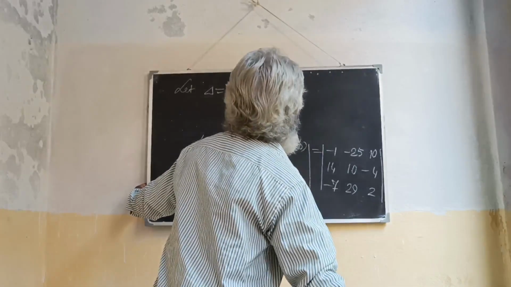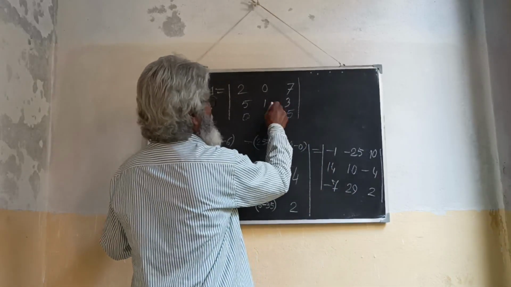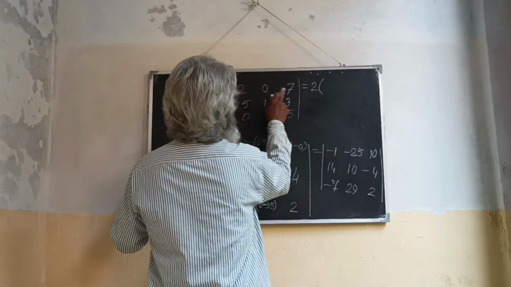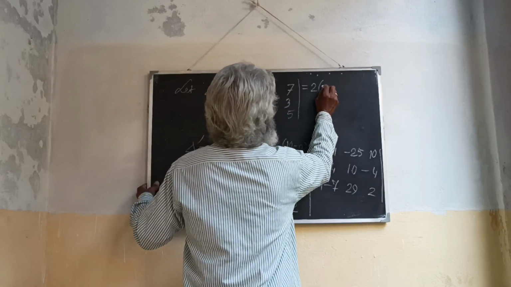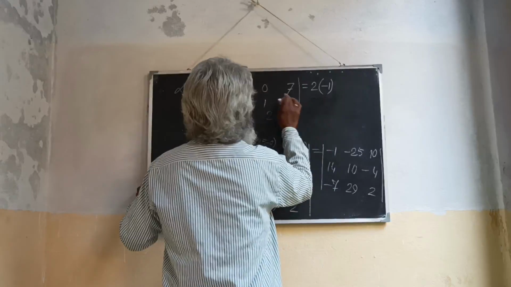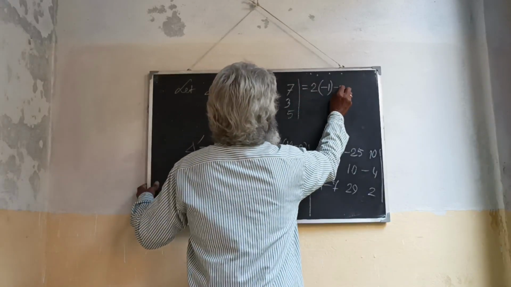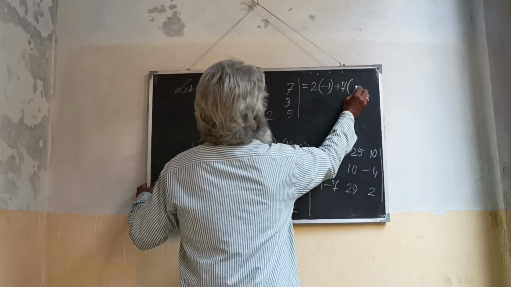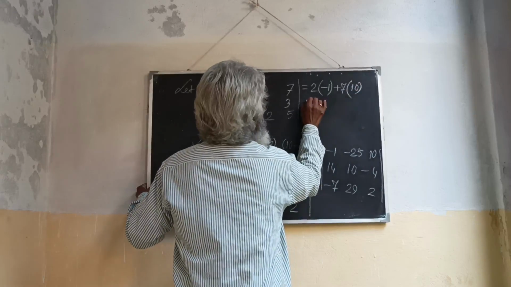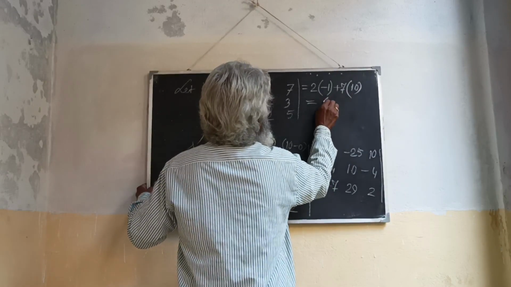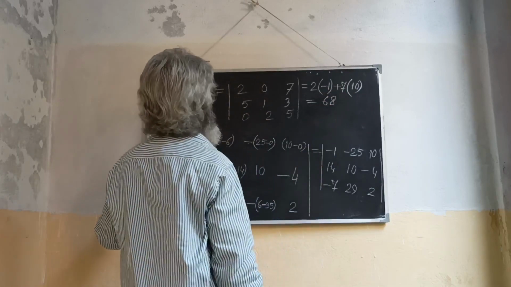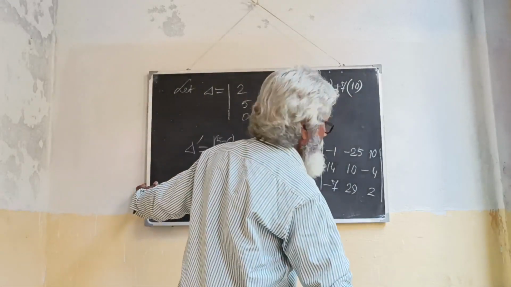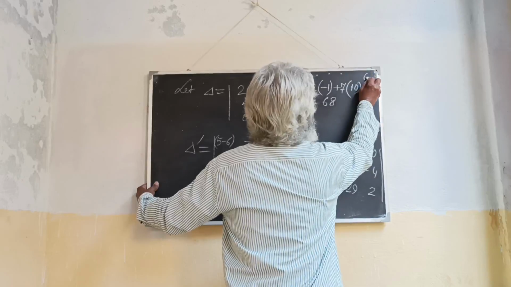Now, here we simplify it to find its numerical value: 2 into 5 minus 6, that means minus 1, and 0 here, so that will be 0, plus 7, omit this, 10 minus 0, so 10, equal to 70 minus 2, that means 68. So, the value of delta is 68.